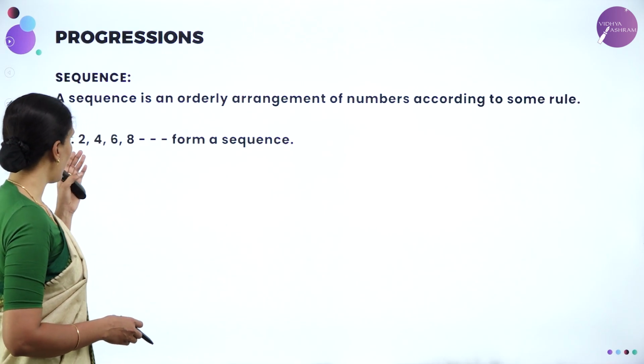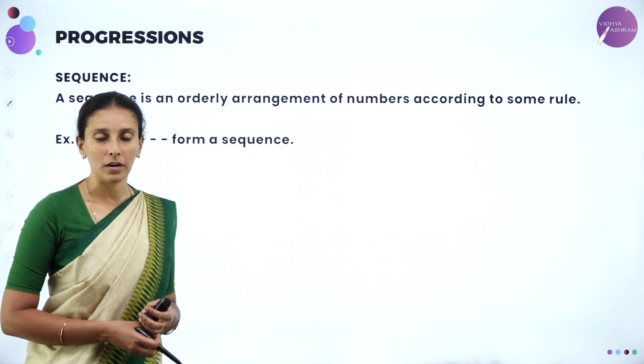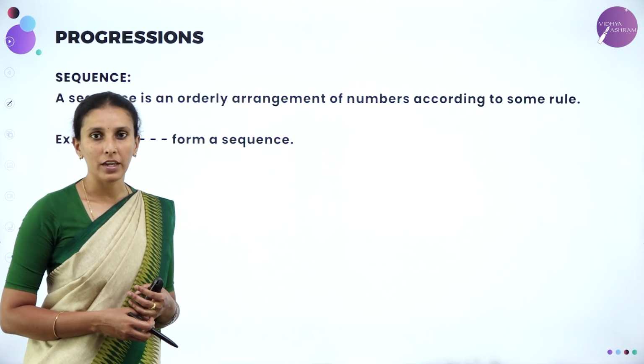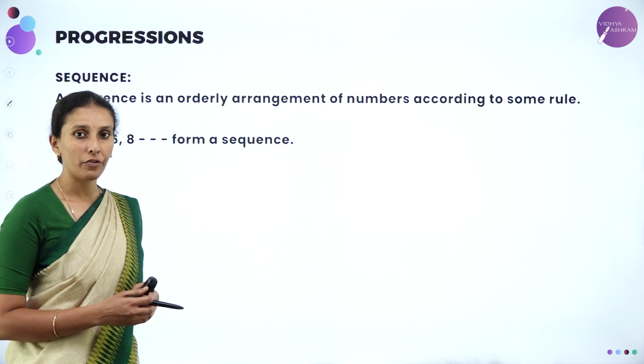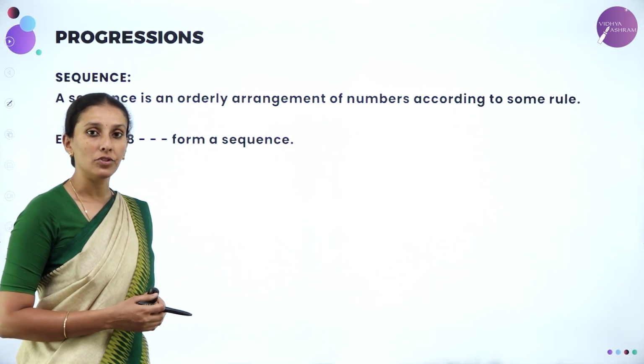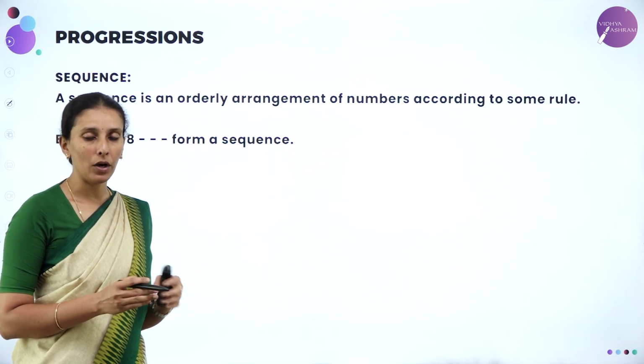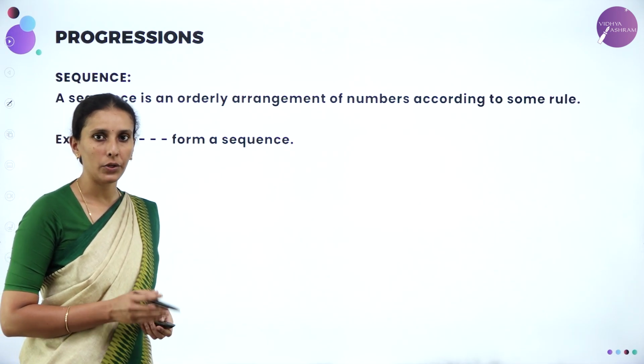For example, if I write 2, 4, 6, 8, it forms a sequence of even numbers. Now if I write 1, 3, 5, 7, 9, it's a sequence of odd numbers. And if I take 2, 3, 5, 7, then it's a sequence of prime numbers. So a sequence is nothing but an orderly arrangement of numbers which will have some property related to it.